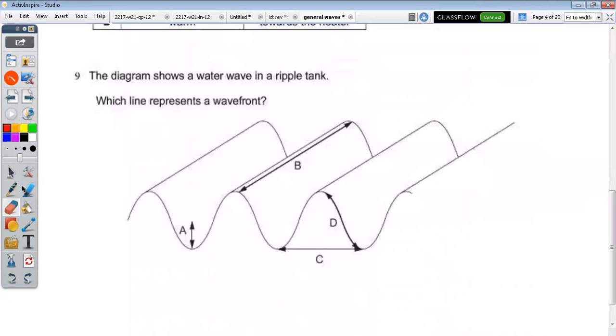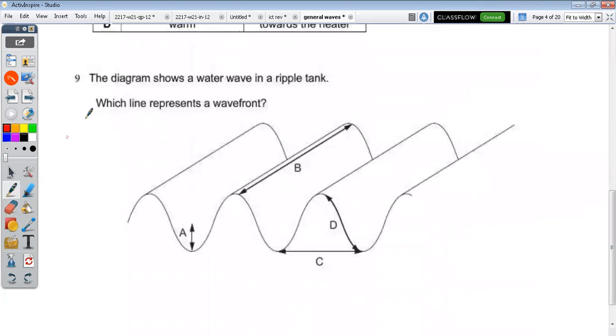Now I skip this one, it's nothing to do with the waves. Which line represents a wavefront? Which line represents a wavefront? A wavefront, which one? A wavefront is as good as a complete wave. Which one? Represents a wavefront. Wavefront is a complete wave. So which one?